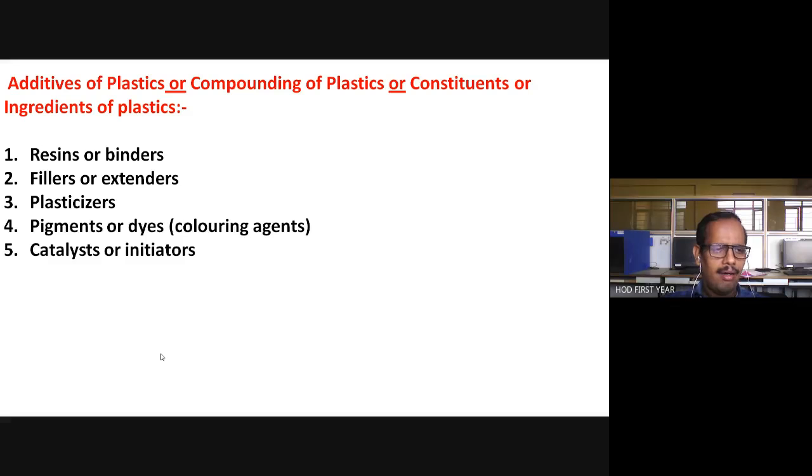May be added while manufacturing condensation polymers or thermosetting plastics also. Then stabilizers, they basically enhance thermostability, and lubricants, they avoid sticking of plastic to the mold during fabrication. Okay, and they also impart finish to the final article.